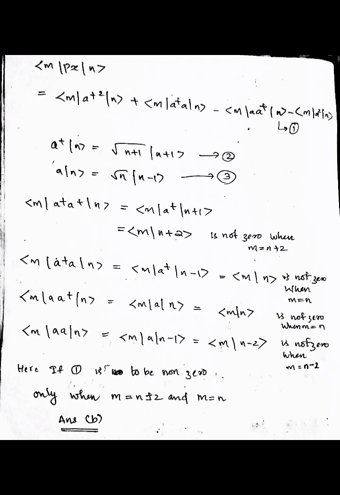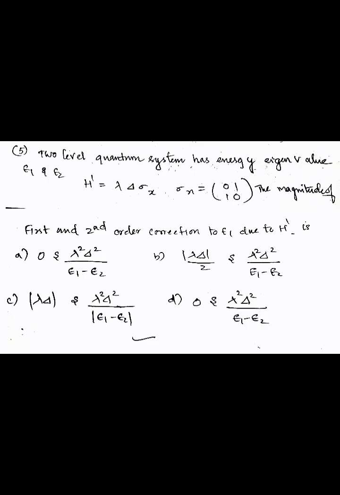So here, for the element to be non-zero, m should be equal to n plus or minus 2 and m equal to n. So here the answer is option B. Next question is, a two-level quantum system has energy eigenvalues E1 and E2. H' is equal to λδσx, where σx is equal to [0 1; 1 0]. The magnitude of first and second order correction to E1 due to H' is, so here H' is equal to λδσx.